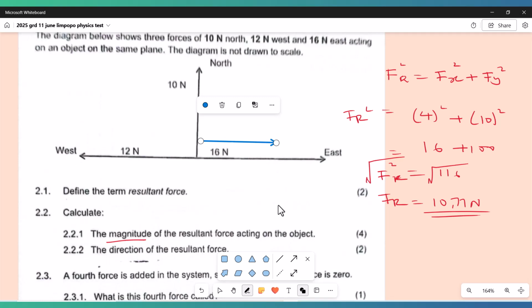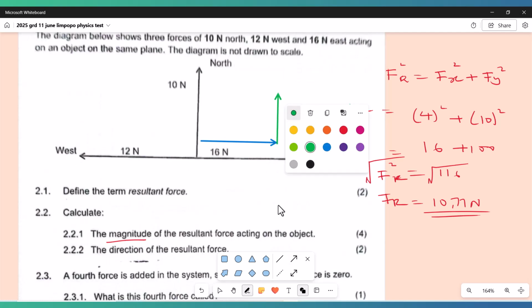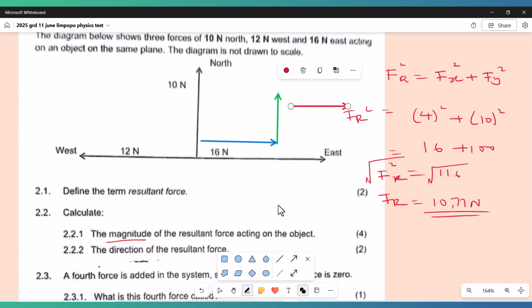Then vertical is 10, so a 10 here like this. Now they are both positive, hence positive x and positive y. So to get our resultant here, which you see in red, I'm going to use the following.